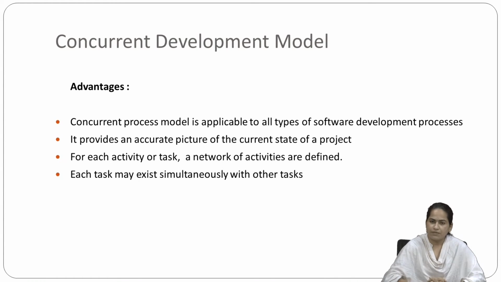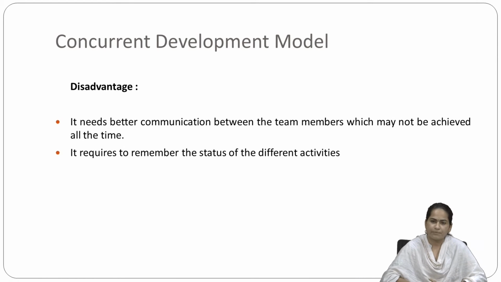For each activity or task, a network of activities is defined. Each task may exist simultaneously with other tasks. At the same time, you can have two tasks which are in execution simultaneously. With it, some disadvantages are also there.